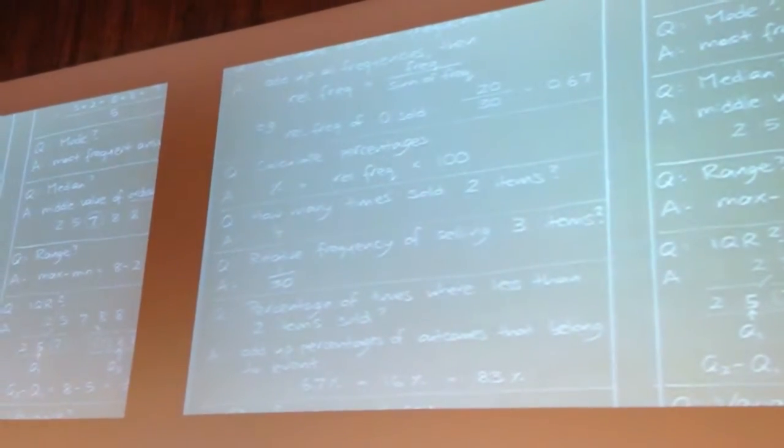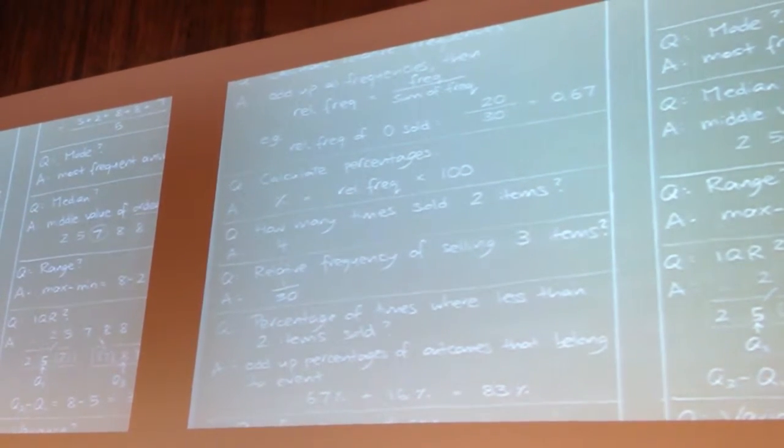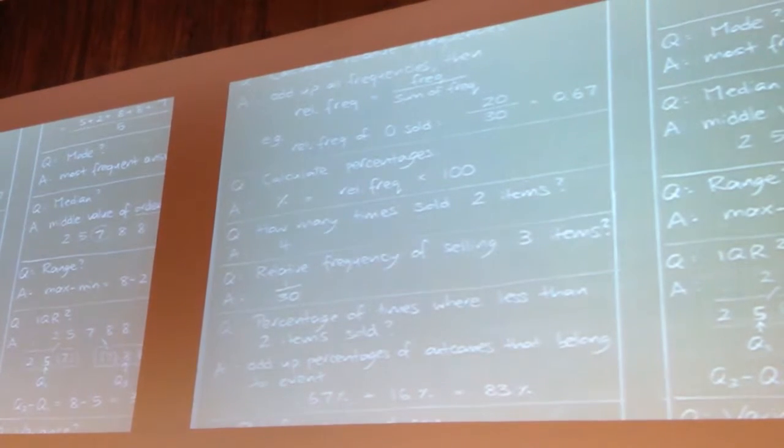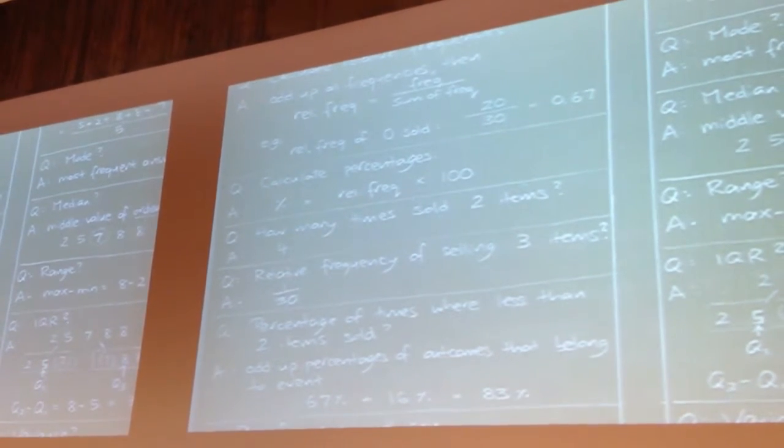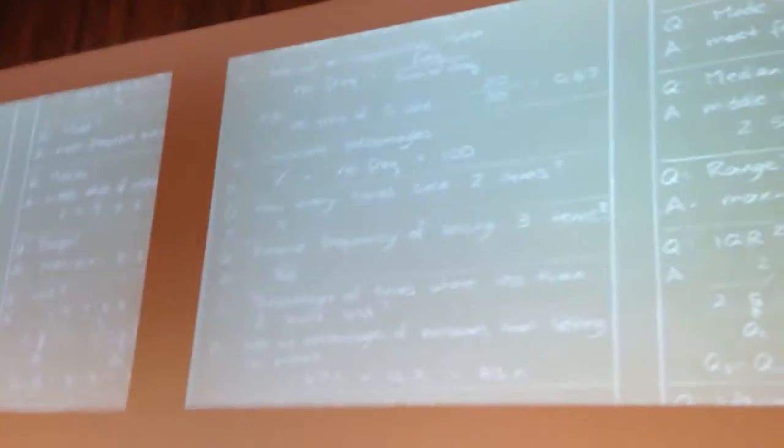What was the relative frequency of selling 3 items? You can read that from the table. Or it might ask you for percentages. And the percentages, remember that some of the questions said something like, what is the percentage of items where less than 2 items were sold?